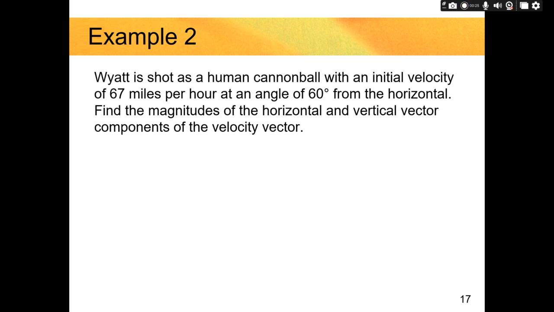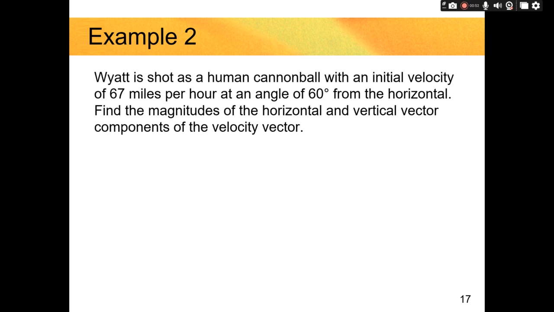Okay, so White is shot as a human cannonball, initial velocity of 67 miles per hour, at an angle of 60 degrees from the horizontal. Oh, interesting. So now we have this. It wasn't bearings, right? It was actually 60 degrees from the horizontal. Find the magnitudes of the horizontal and the vertical vectors. Now what I want to do is find the components of it.